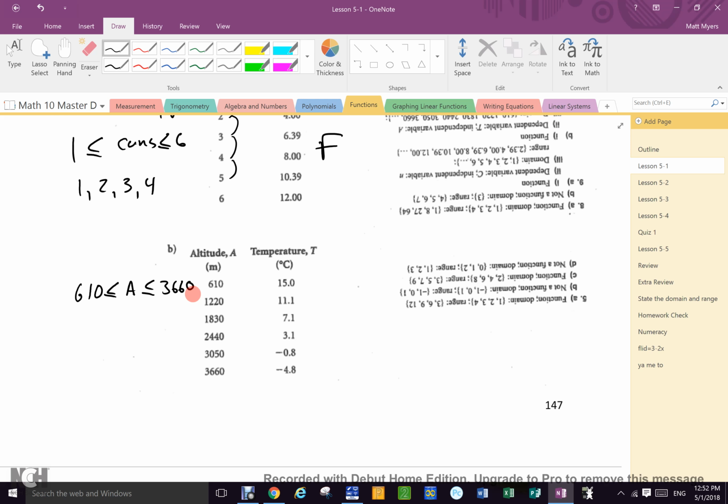I do not stand on a mountain at 610 meters above sea level, right? And then disappear and show up at 1220, do I? To get to 1220, I would have to go through 611, 612, 613, 614. So in this one, I can do this because I can have partial values. Everybody understand? What about this one? Could I do my range the same way? Yeah. Negative 4.8 to 15, and I could do this with temperature. Everybody cool?